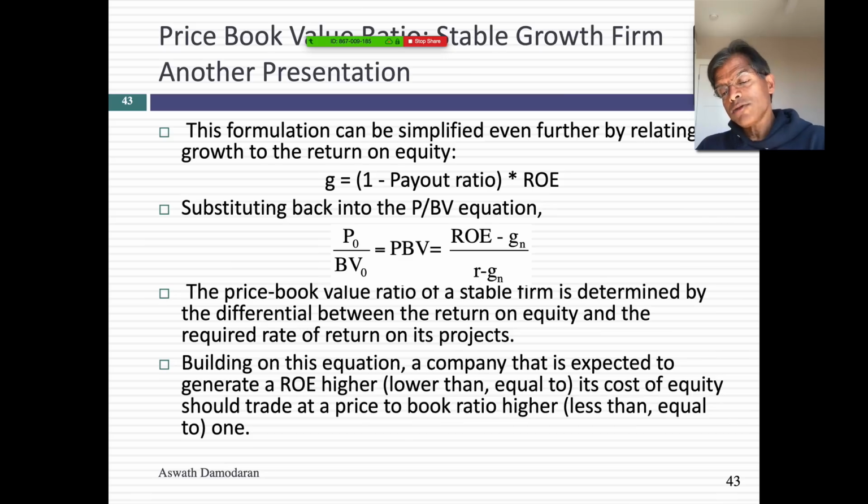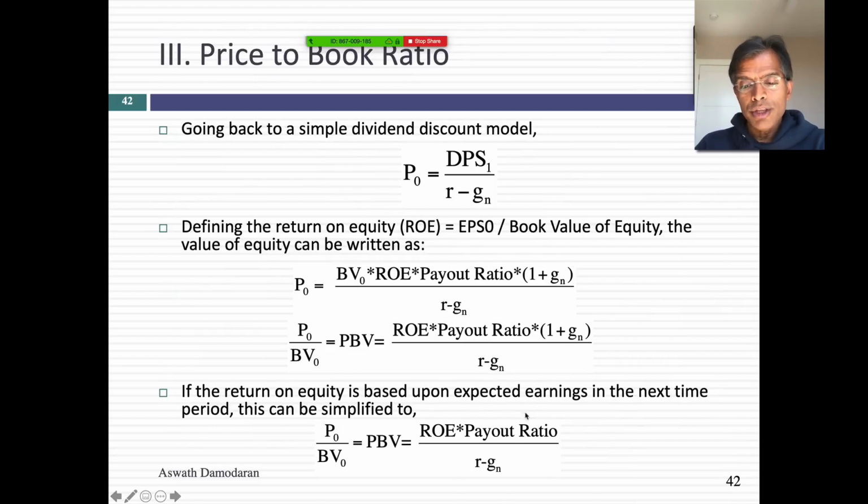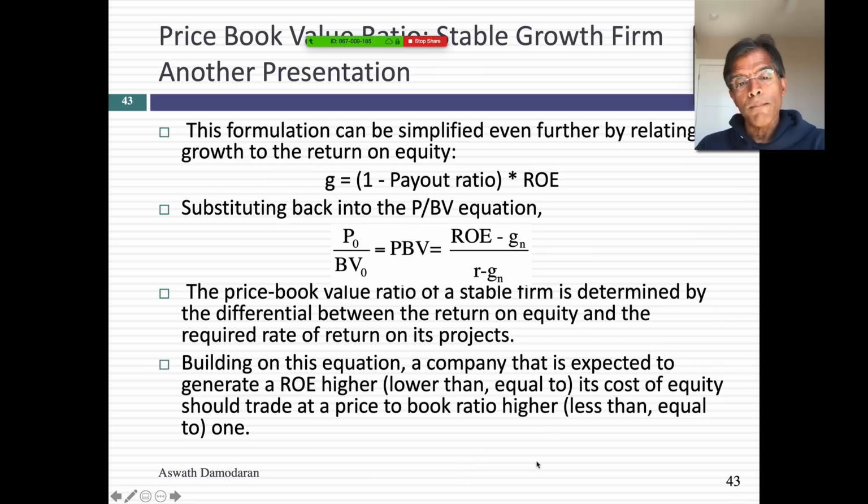In fact, last page for today, here's what I did. I went back into my fundamental growth equation. Remember the fundamental growth equation, that retention ratio times return on equity? If I plug that back into this equation at the bottom of page 42, I can rewrite the price to book ratio as return on equity minus the growth rate divided by cost of equity minus the growth rate. That's an incredibly intuitive equation, and here's why.